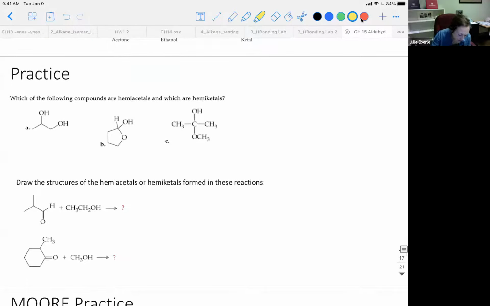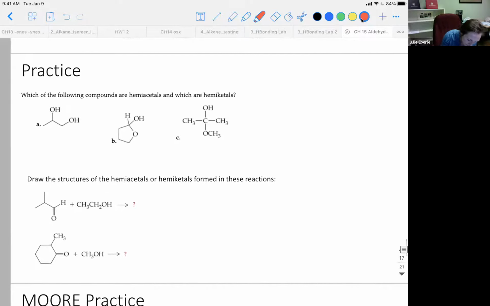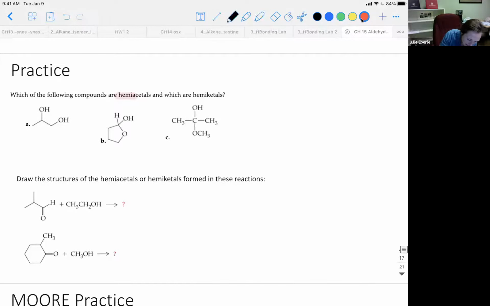Which of the following compounds are hemiacetals and which are hemiketals? Okay, so we're talking about hemi right now. Remember, this means we should have an OH group bonded to a carbon, and we should have an OR group bonded to a carbon. This is the ether group, and this is the alcohol group. And then hemiketal is if our starting material was a ketone, and again, we have an alcohol and an ether-like group.